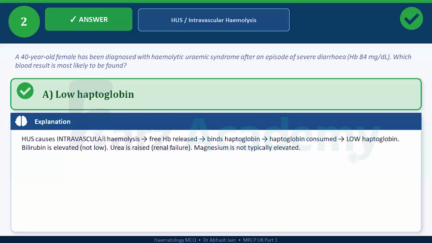The correct answer here is low haptoglobin, because hemolytic uremic syndrome causes intravascular hemolysis. So free hemoglobin is released, which binds to haptoglobin. The haptoglobin is consumed, and that's why the patient has low haptoglobin. Bilirubin is elevated here, not low. Urea is raised, and magnesium is not typically elevated. So the most appropriate answer is low haptoglobin.